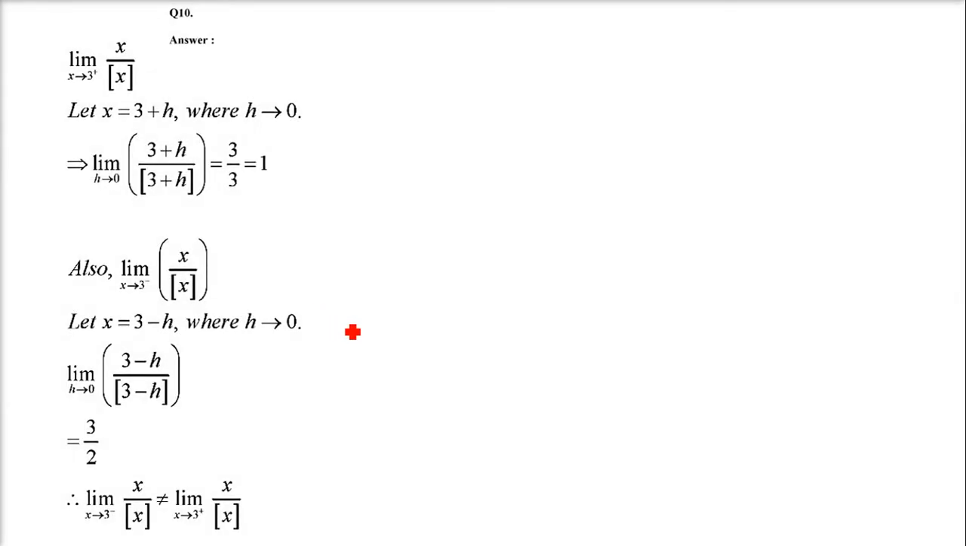Now question number 10. Find the limit. The question is like this: find limit x tends to 3 plus of x by greatest integer function x, and it is being asked, is it equal to limit x tends to 3 minus of x by greatest integer function x? We have already seen this type of question, question number 5. If you see question number 5, only the change is 2 minus and 2 plus, and here it is 3 minus and 3 plus.